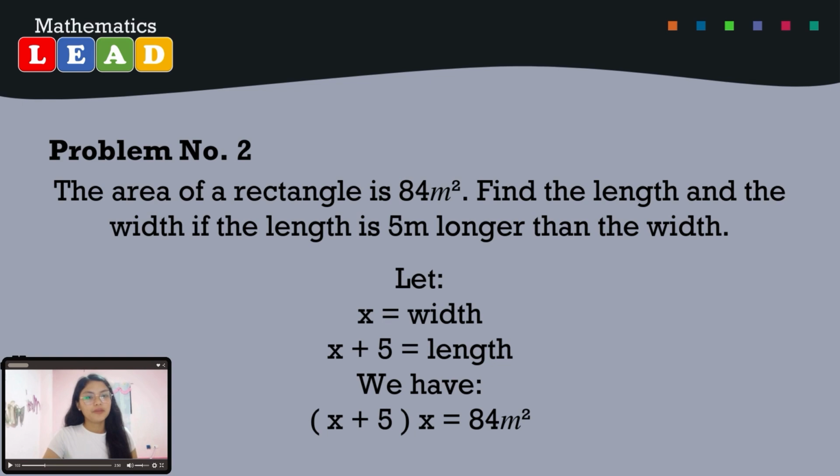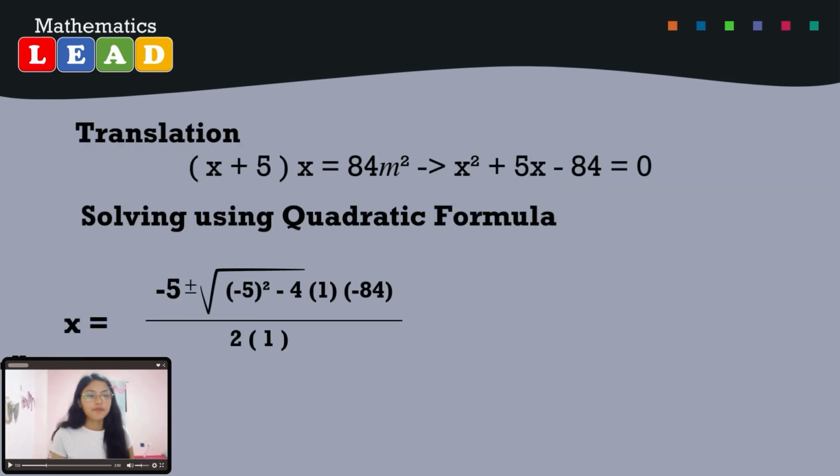For our problem number 2, we have the area of a rectangle is 84 meters squared. Find the length and the width if the length is 5 meters longer than the width. We will let x be the width and x plus 5 be the length, and we will have x plus 5 times x is equal to 84 meters squared. Expanding that, we will be having x squared plus 5x minus 84 is equal to 0.